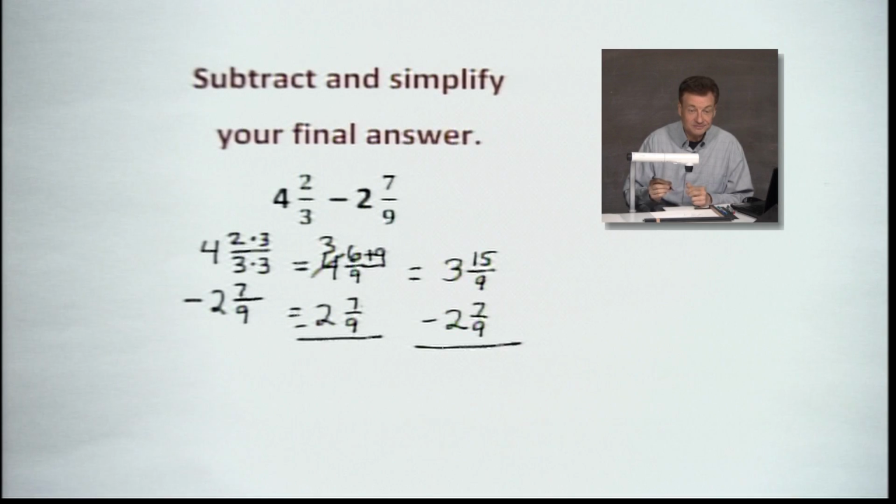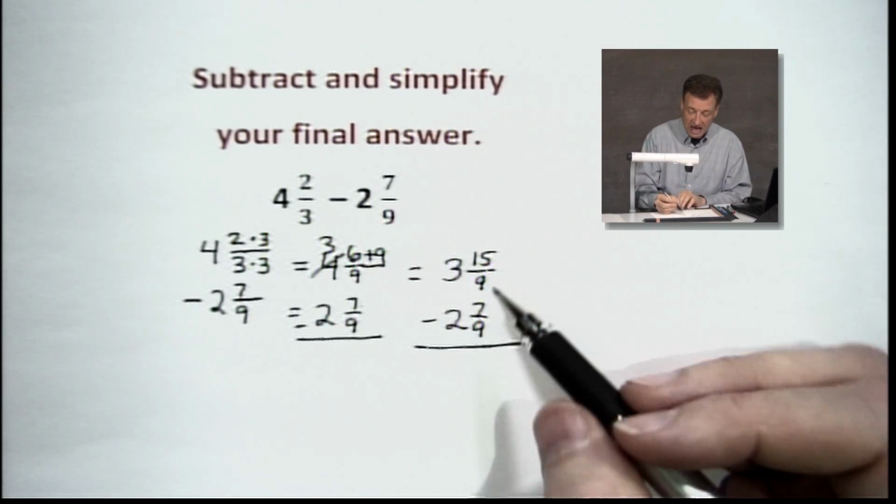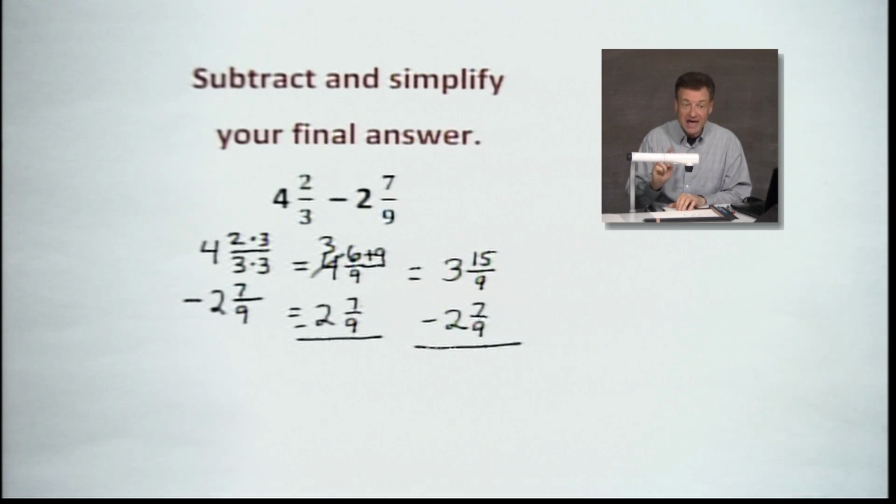Looks good to me. I've got 9s, common denominator, check. I've got 15 minus 7. I can do that. Well, you can do that. We can all do that. And I can do 3 minus 2. So it looks good to me.